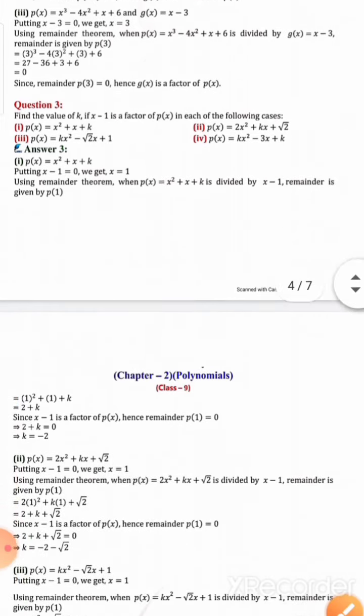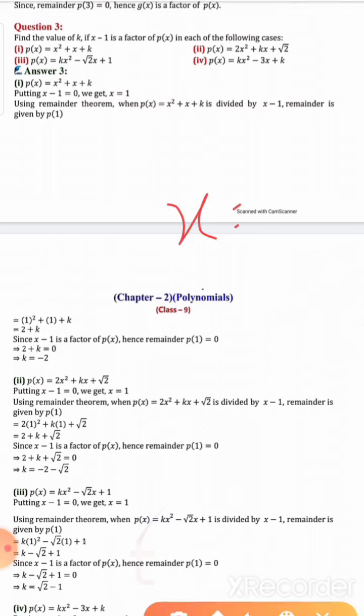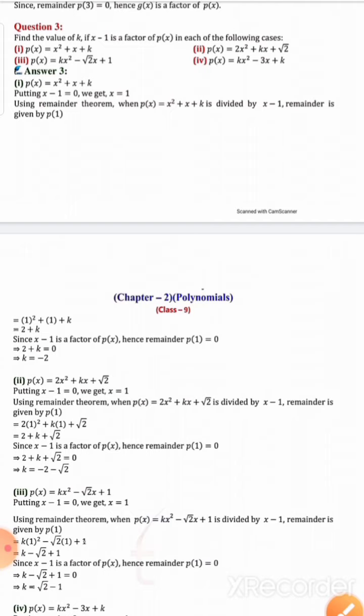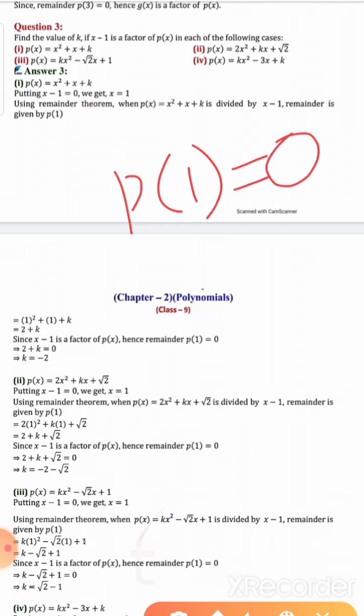So we substitute x = 1 in the polynomial. We get p(1) = 1² + 1 + k. Simplifying this step, we get p(1) = 2 + k. The question statement says x − 1 is a factor of p(x). Hence, when a polynomial is a factor of our polynomial, the remainder for the value of the factor is 0. So for x = 1, p(1) = 0 by the condition of the question.